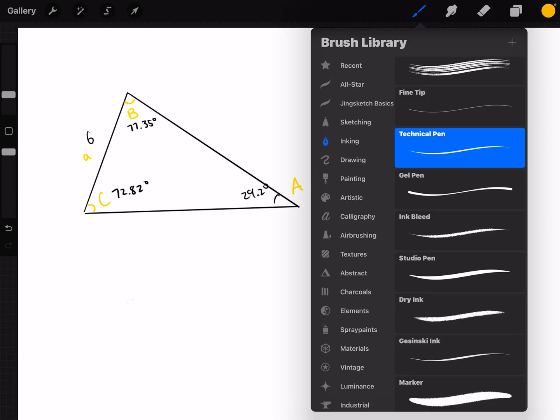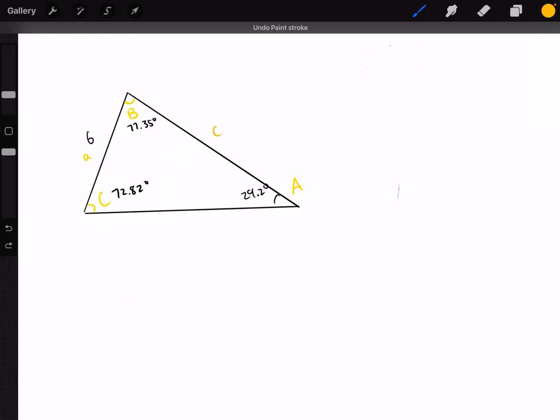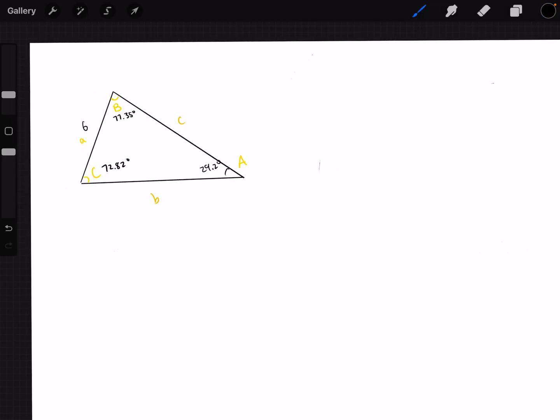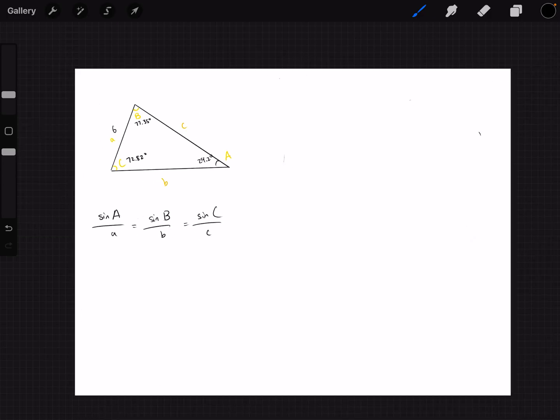Okay, we're going to relabel this. Capital A, lowercase a, that's fine. Capital C, this is lowercase c. Capital B, this is lowercase b. Alrighty. As usual, we're going to start with our formula. It's sine capital A over a is equal to sine capital B over b is equal to sine capital C over c. There we go.